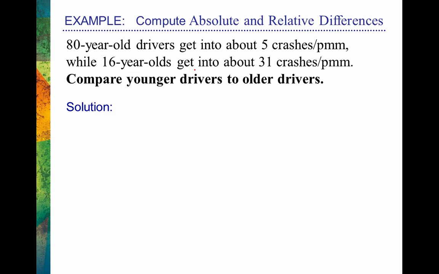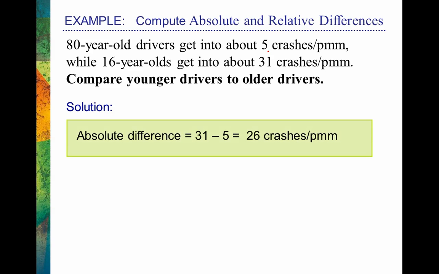So now we're doing comparisons to find these differences, the younger drivers to the older drivers. So let's first look at those absolute differences. So again, we're going to compare the younger drivers to the older drivers. So those older drivers are going to be our reference point. So we're going to take that 31 and we're going to subtract from it our reference point, 5, for the 80-year-old drivers. So here we have 31 minus 5 crashes per million, which will give us an absolute difference of 26 crashes per million miles driven.